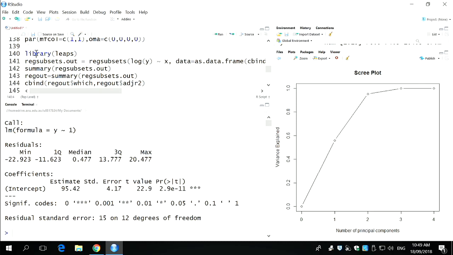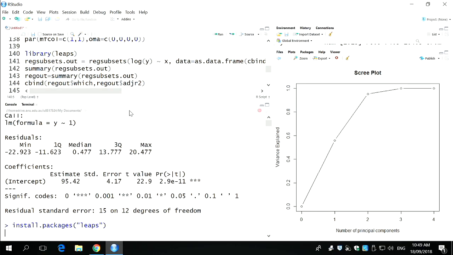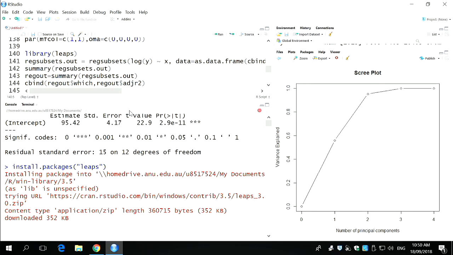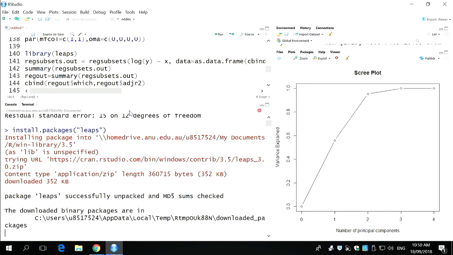Now, stepwise regression is implemented not in base R, but in a package called Leaps. So we're going to need the Leaps package. Now I don't think I've installed it, so I need to go install.packages Leaps. So it'll do that. I should have done this before the lecture, shouldn't I? Because it's going to take forever to do it. Oh, not too bad. Well, we'll see. There we go. Come on, you can do it.